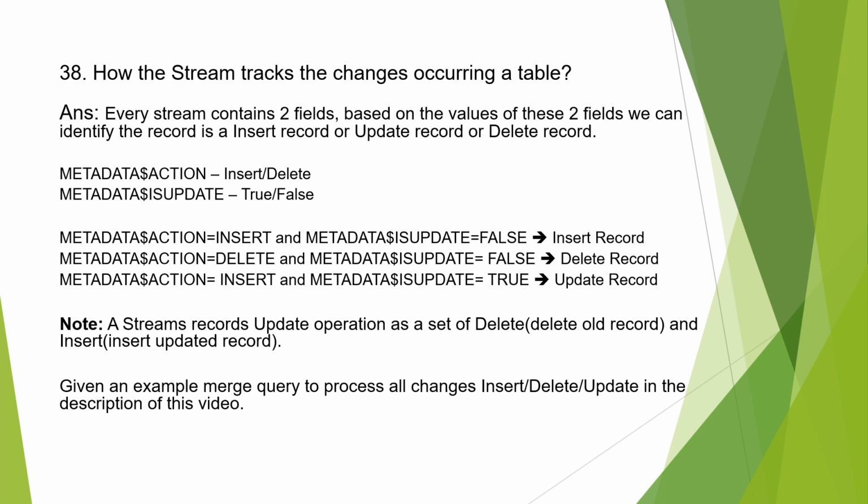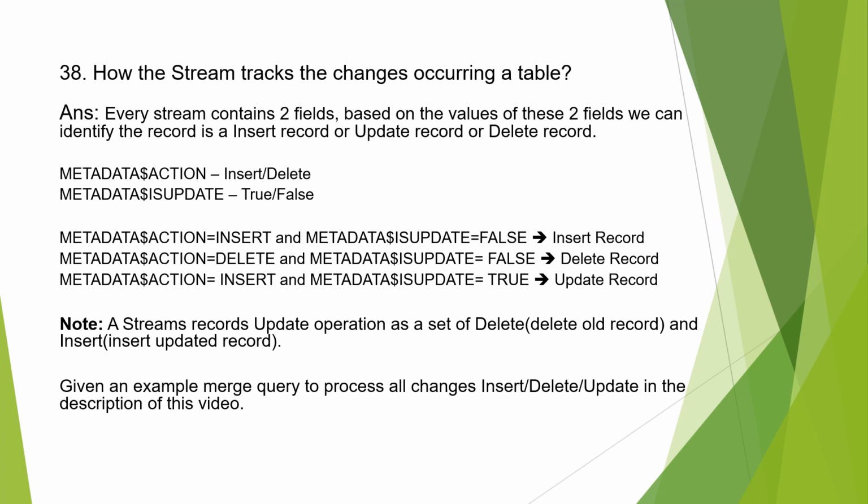So in Snowflake, in streams, what will happen? Every operation will be treated like an insert or a delete. Suppose if there is an update operation, that means deleting the old row and inserting a new row. Okay, it will perform like that in Snowflake. So these two are very important metadata fields, metadata action and metadata isupdate. Just try to understand: when metadata action is insert and metadata isupdate is false, that means there is no update, and I am inserting the data, that means it's an insert record. So it will mark that record as an insert record.